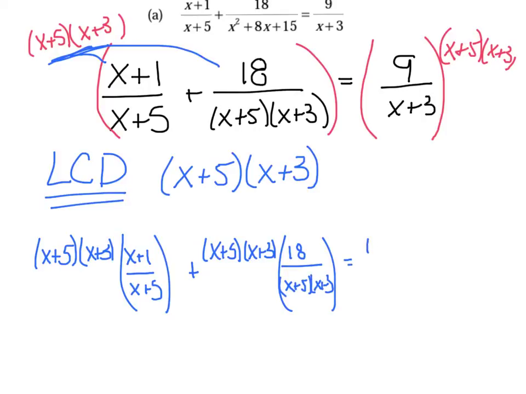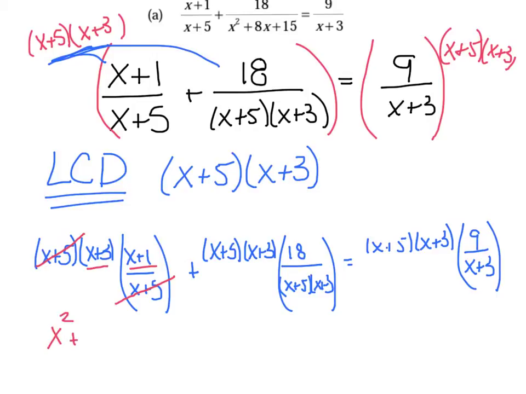And we'll do it again. We're going to multiply that x plus 5 and x plus 3 by this fraction, 9 over x plus 3. All right, we got them all written out. Now watch the beauty. Our goal is that we clear fractions. So you'll notice that this x plus 5 clears with this x plus 5. So I really have x plus 3 times x plus 1, and we'll just multiply that out quickly.